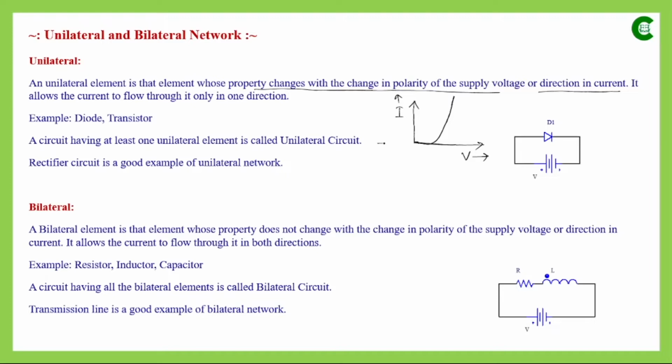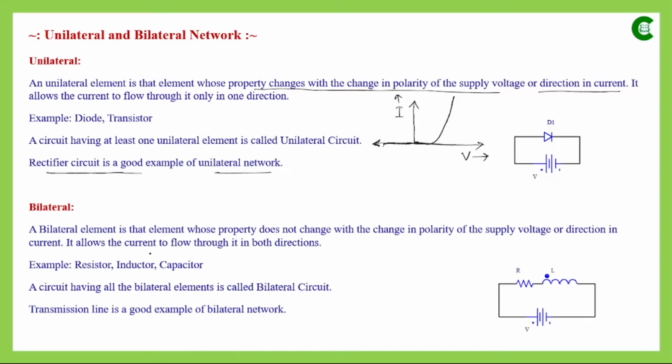But if we change the polarity of that voltage source, then a very small, negligible, or we can say almost no current will flow through that diode. So it depends on the polarity of the voltage source in that network. A circuit or network that has at least one unilateral element is called a unilateral network. A rectifier circuit is a good example of a unilateral network.